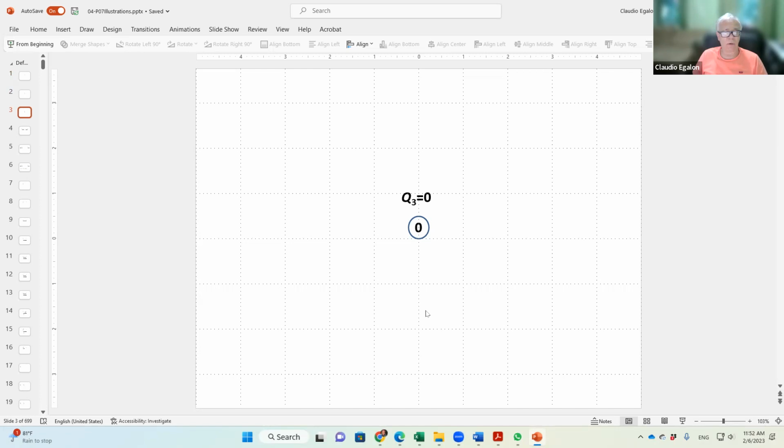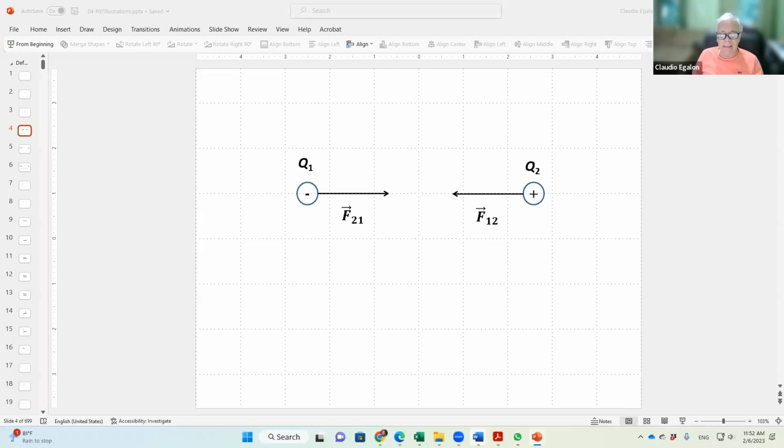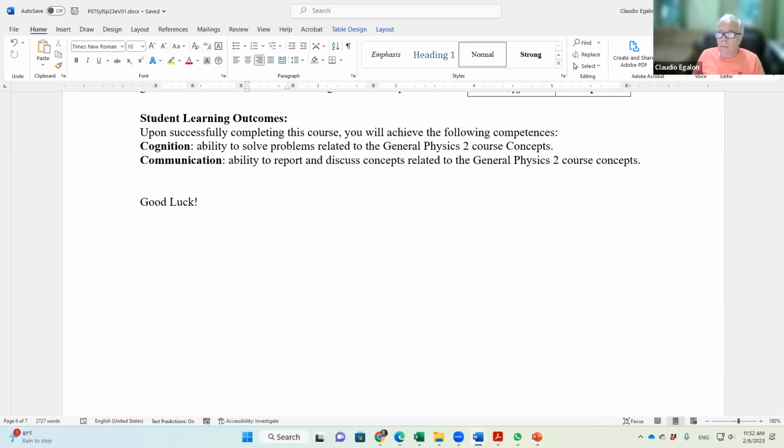Now, what else do we know? We know that negative and positive charges attract each other, okay? And this is a non-contact force. And that's where we start talking about Coulomb's law.